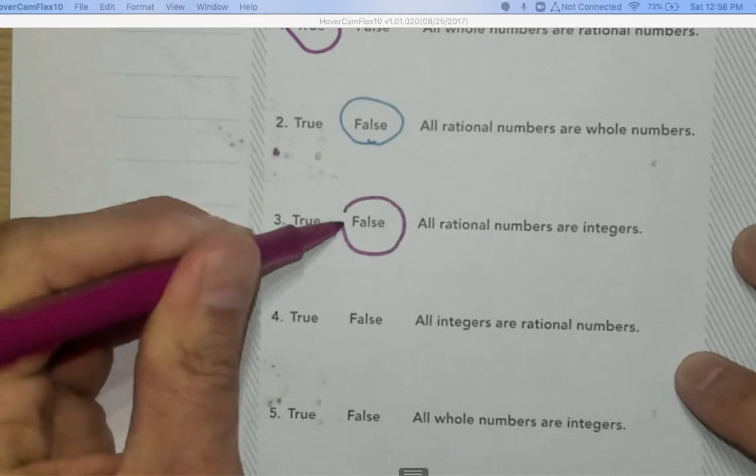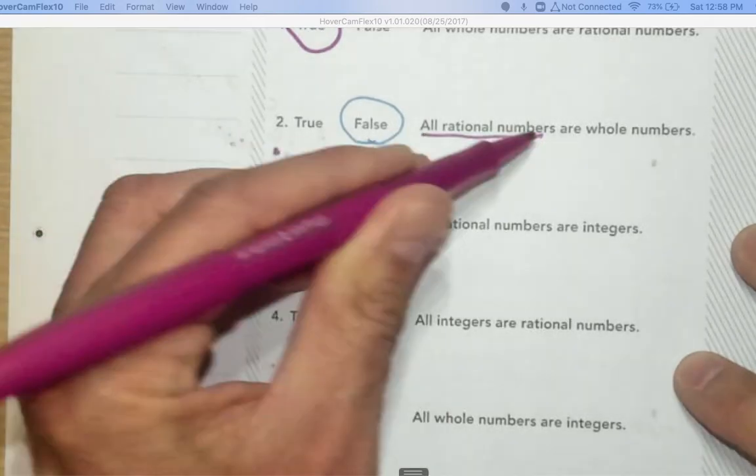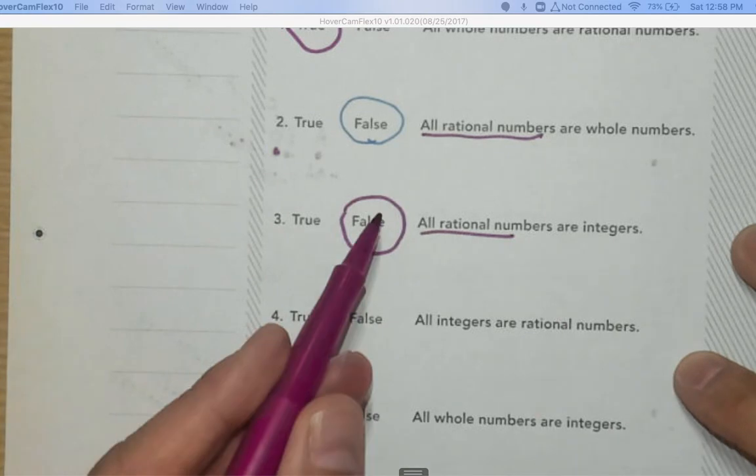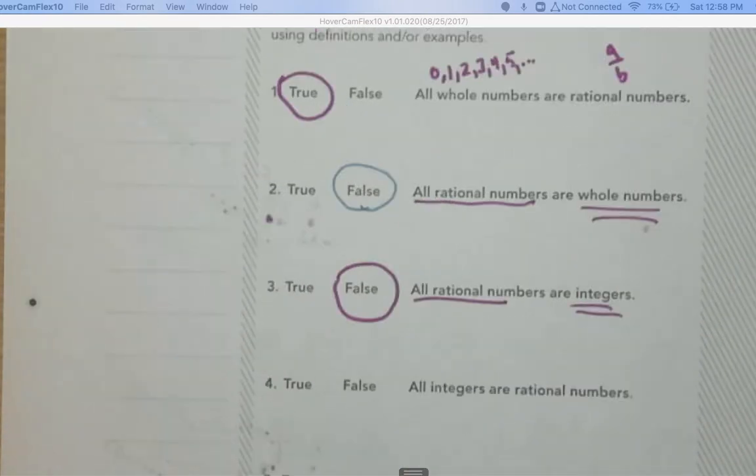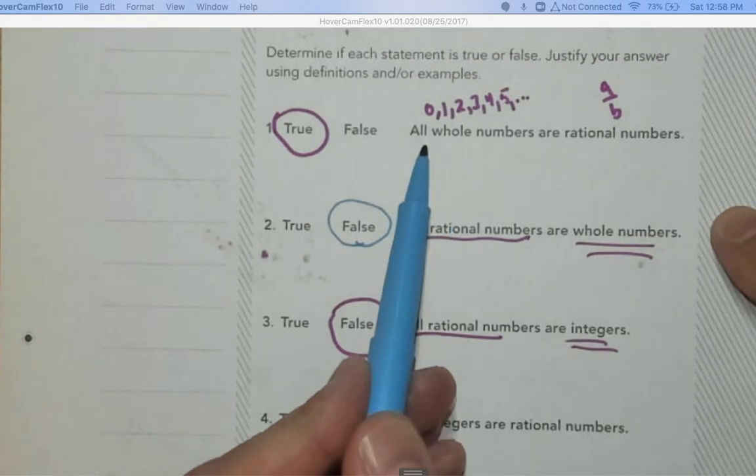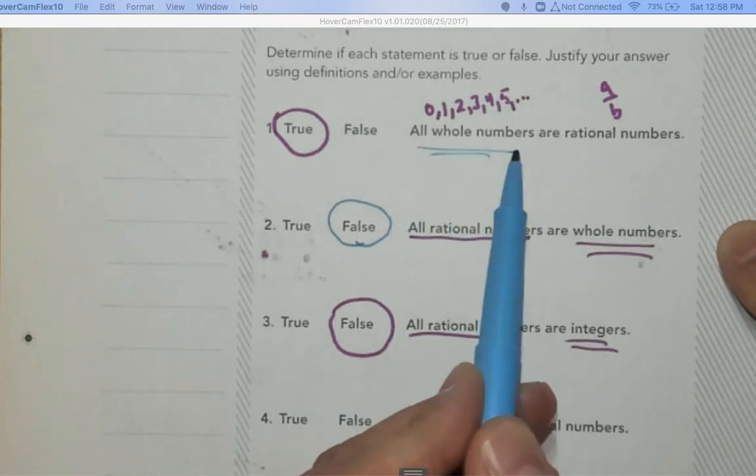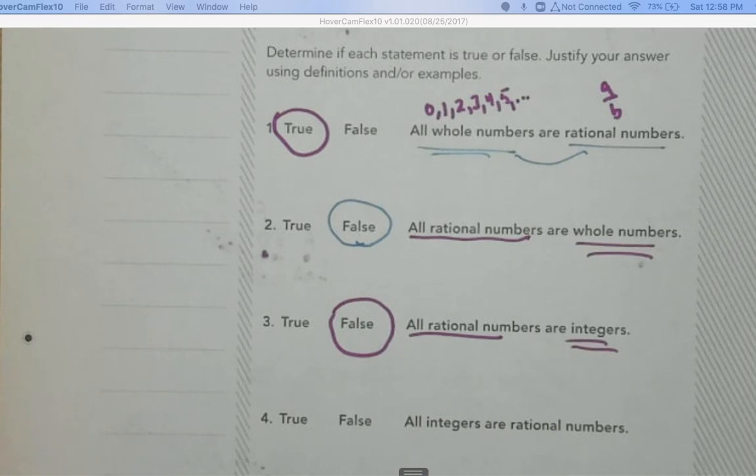Next, 3. All rational numbers are integers. I would have to say the same thing. That would be false. I agree with you because it's kind of the same. This statement is the same as the one above. It starts with the rational numbers and then it goes to the other thing. And the one that we said was true started with the whole numbers and went to the rational numbers.